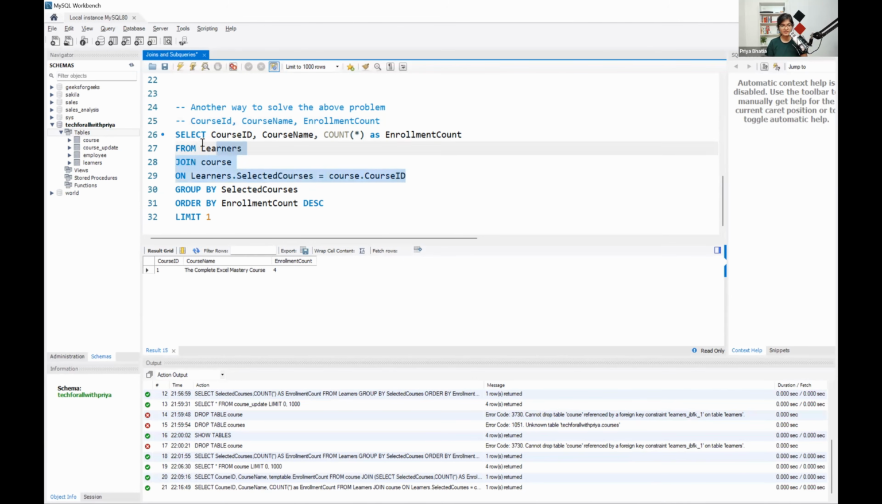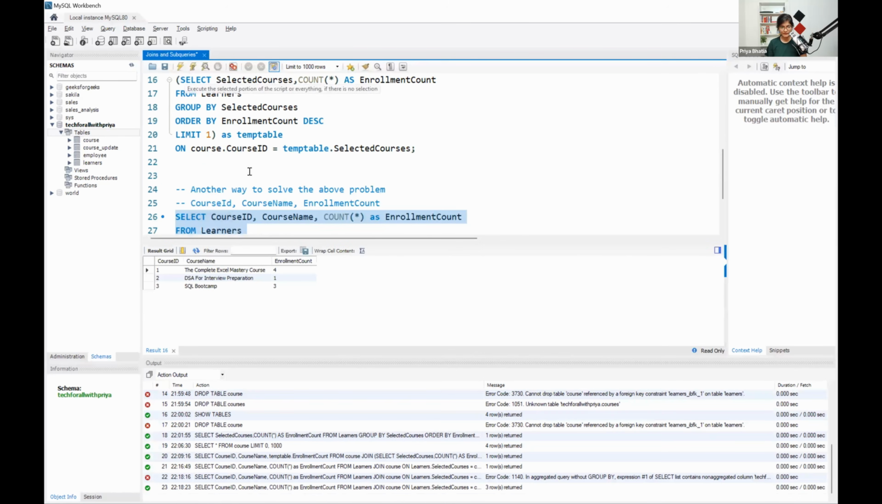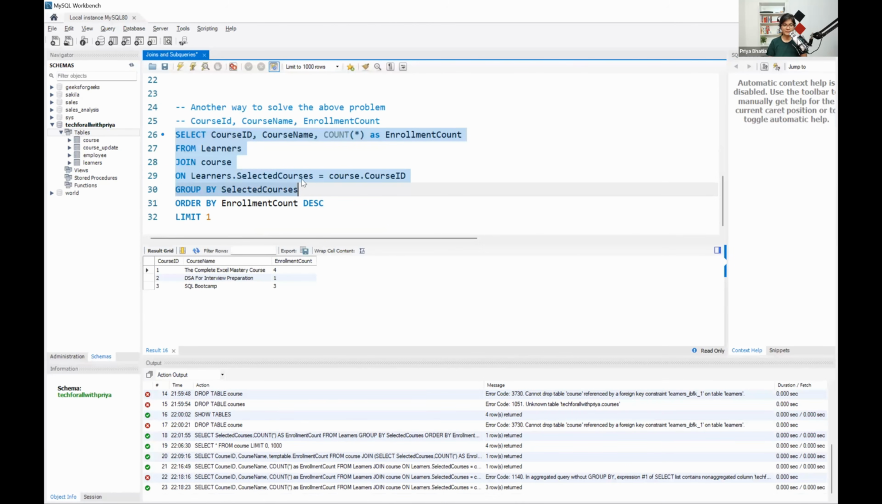So if you just run this query, just run this query. Oh, okay, group by we have not done. So let's say we will run this query. You will be able to see that we get, for every selected course ID 1, 2, 3, the course name and the enrollment count. This query will give that to us.